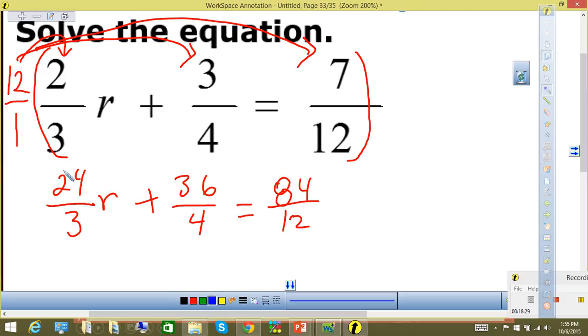Why did I do that? Why did I multiply times a common denominator? Because that gets me to get rid of my fractions. What is 24 divided by 3? 8r plus 36 divided by 4, that's 9. And 84 divided by 12, that's 7. Do we know how to solve this kind of equation? Yeah. Copy that, please.